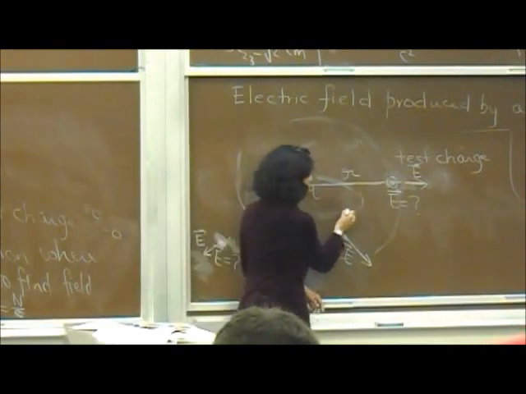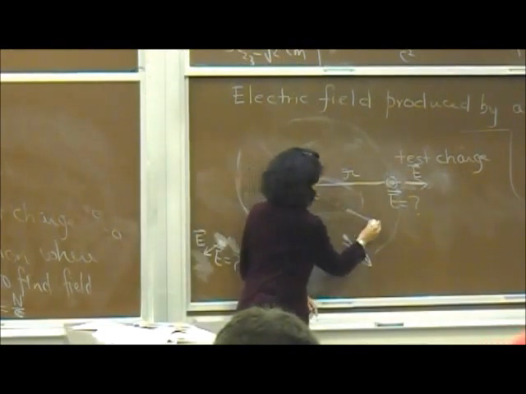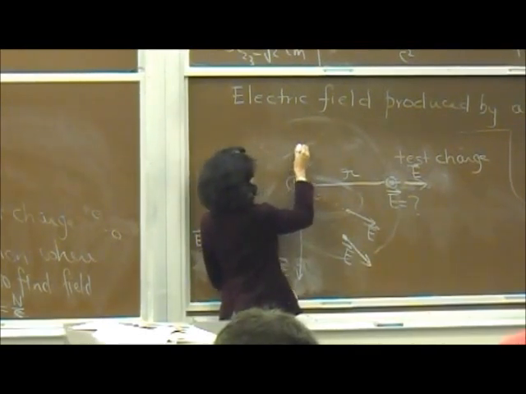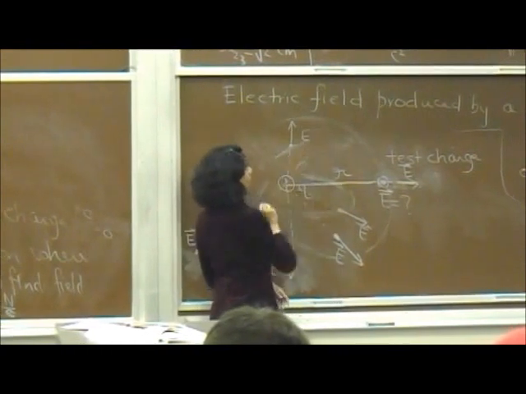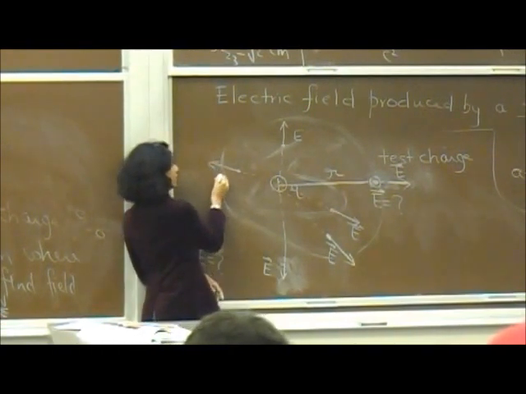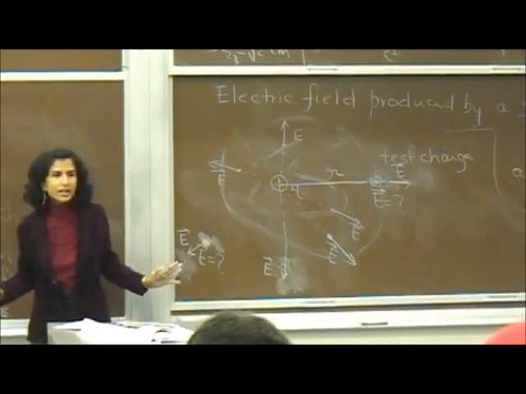over there. Over here, it's going to be radially away like this. Over here, it's going to be radially away like this. Over here, it's going to be radially away over here, etc., etc. Is everybody clear on that?